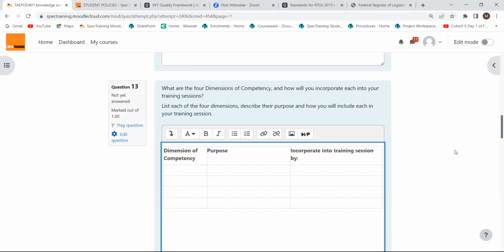Okay. So those are the 4 dimensions of competency. We've got task skills, task management skills. Number 3 is contingency management skills, and last of all, job role or environment.